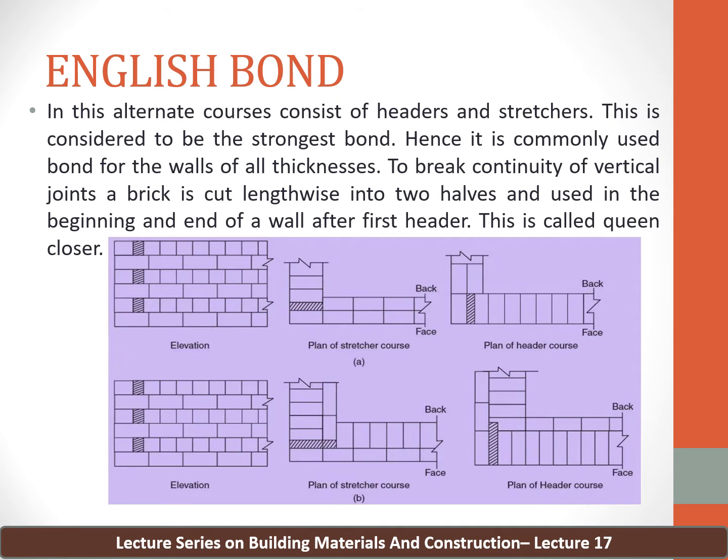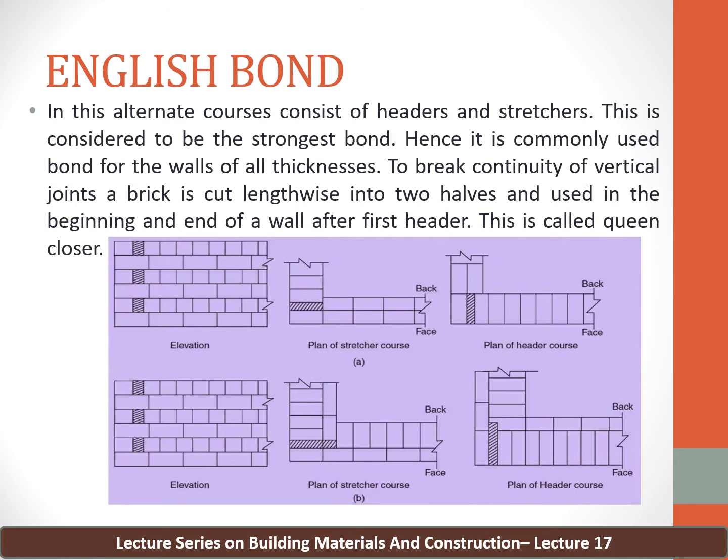So this is the English bond. Next is how the bricks are laid in the alternate courses. In this, the alternate courses consist of headers and stretchers. This is the most commonly used type of bond for all wall thicknesses.